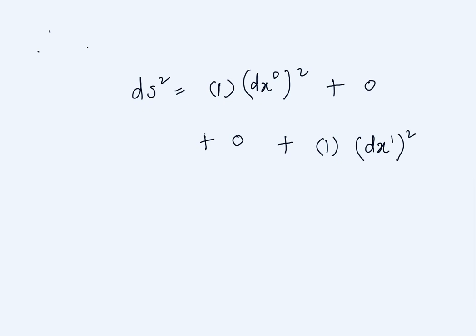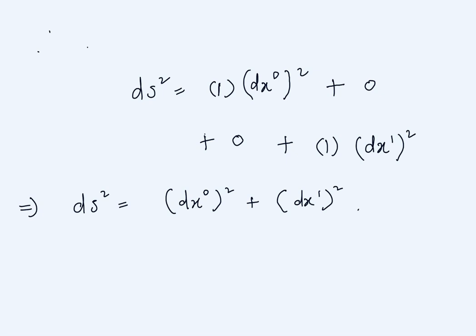So when you write it concisely, this implies that ds squared is then equal to dx0 squared plus dx1 squared. So that is the metric of R2.